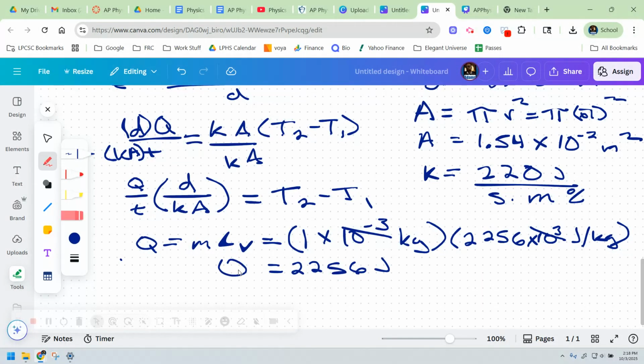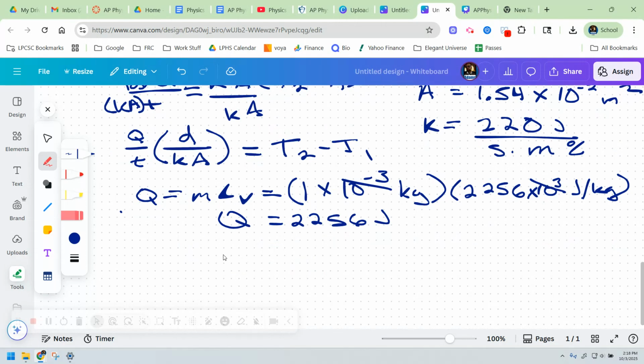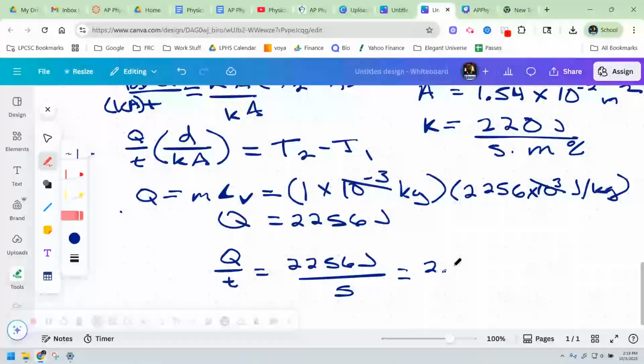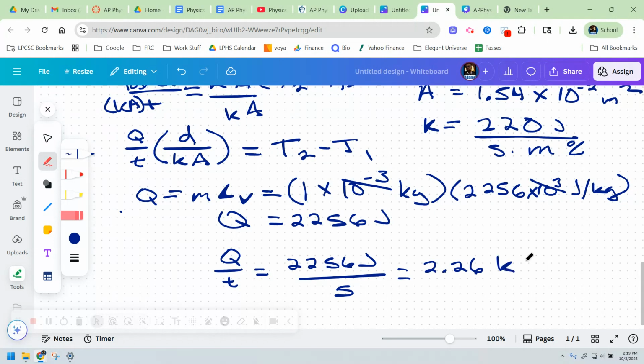And then remember, this is the heat energy per second. So for QT, I'm just going to put that over per second. So I could say that QT is just going to be this per 1 second, or 2.26 kilowatts, right? Kilowatts, because joules per second is watts. You guys don't remember that maybe. I did teach it to you last May.